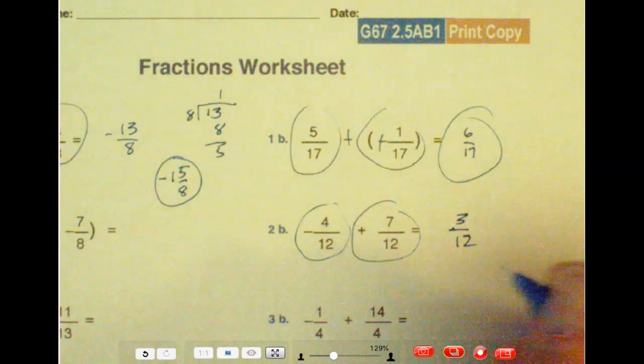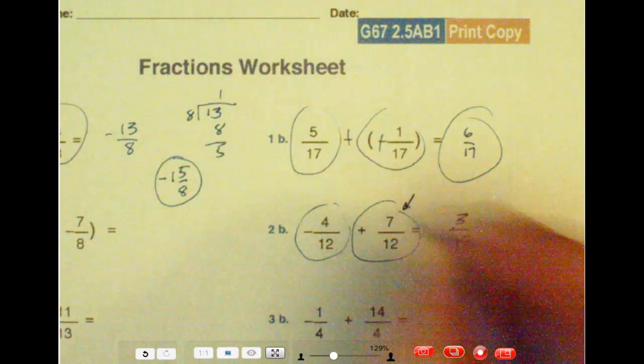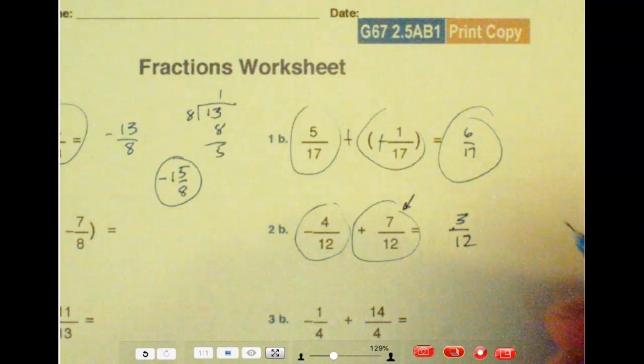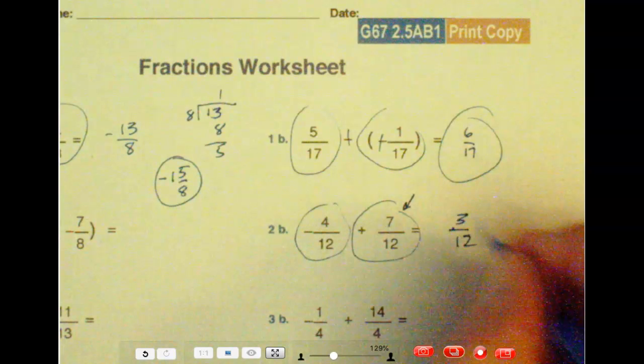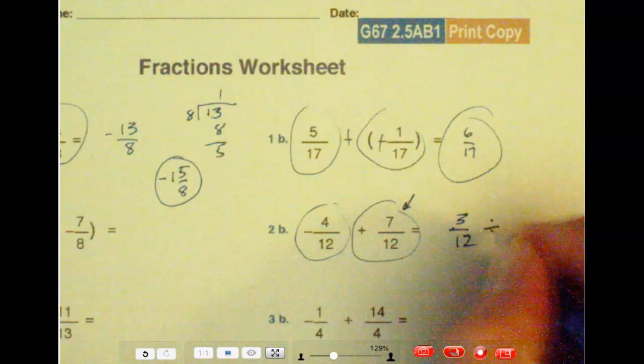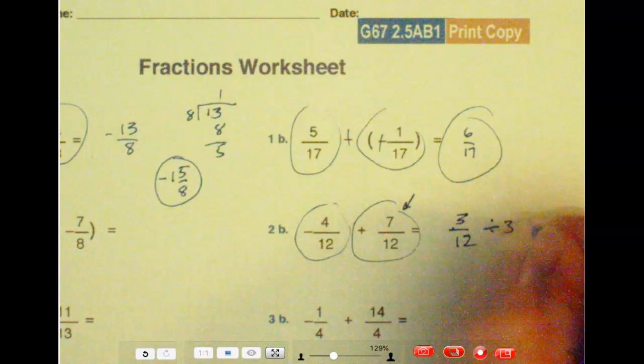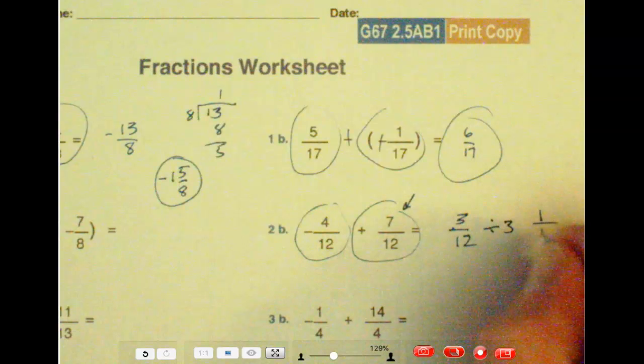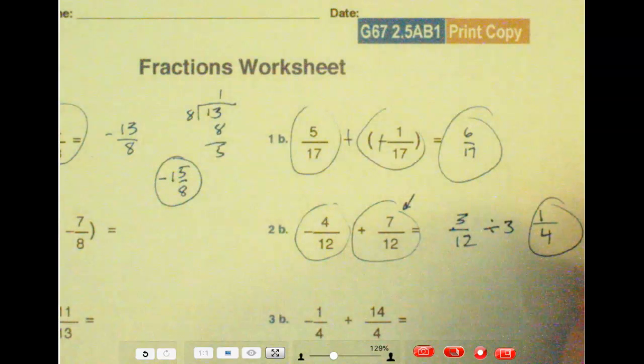And is it positive or negative? Well, this one, positive, has a greater absolute value than 7 does, so it remains positive. Then, of course, we can divide both of these by 3. 3 divided by 3 is 1. 12 divided by 3 is 4. So in simplest terms, this one is 1/4.